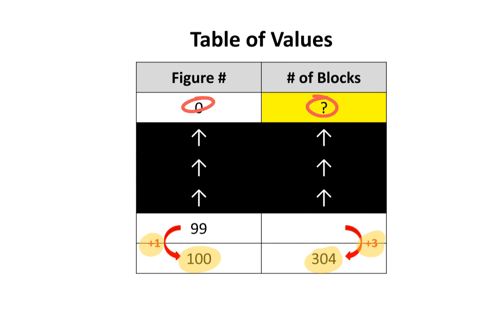We can start by using the rate of change to work backwards. If figure 100 contains 304 blocks, that means figure 99 must contain 301 blocks. But are we really going to count backwards all the way to figure 0? There must be a faster way, and there is.